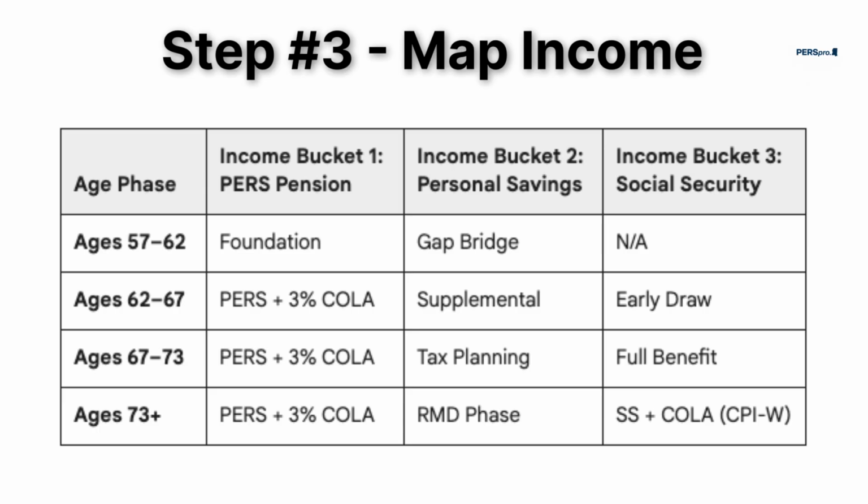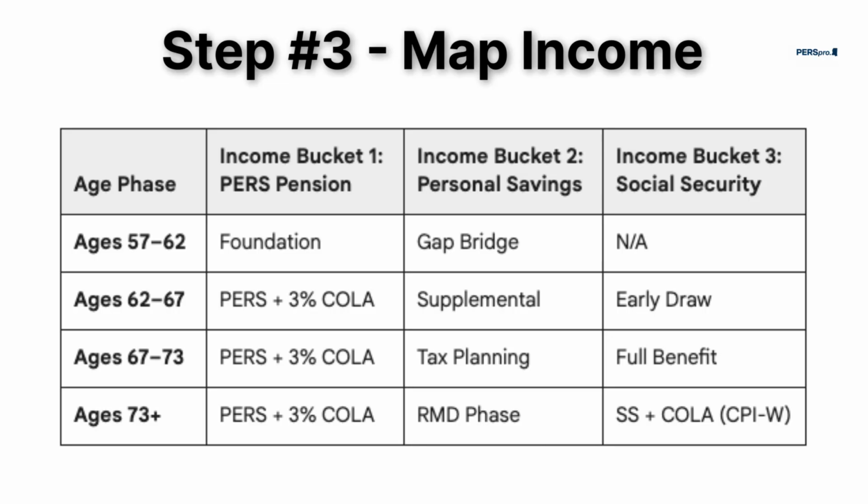Your Social Security benefits are reduced up to 30% from your full benefit if you draw early at age 62, and can be increased up to 24% over your full benefit if you wait until age 70. Also notice what happens with personal savings at age 73.